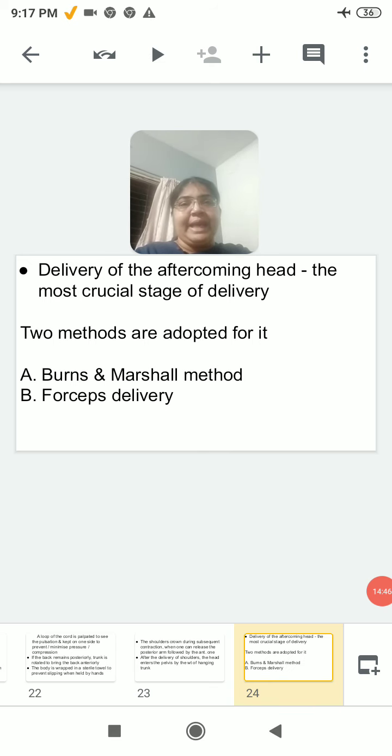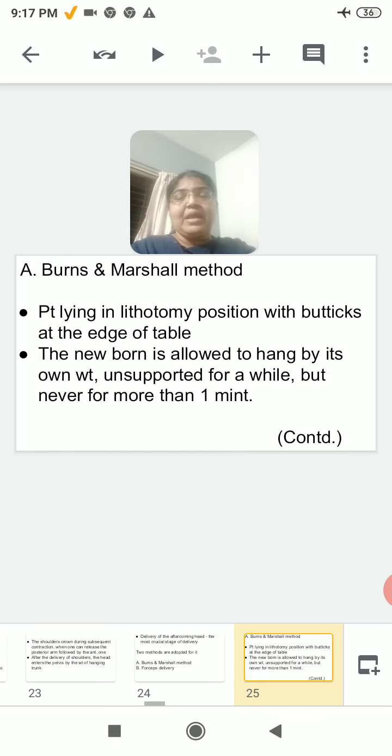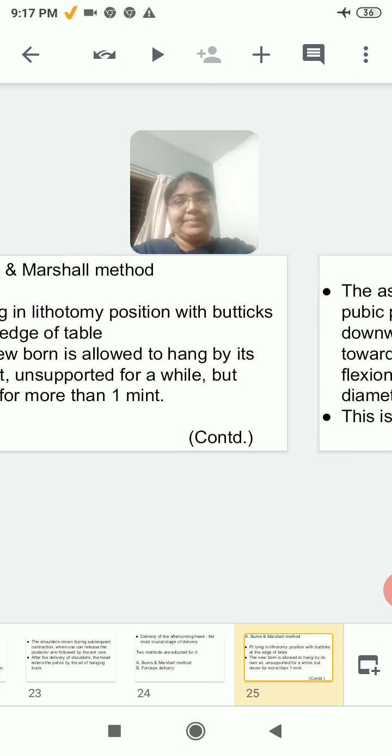Delivery of the aftercoming head is the most crucial stage of the delivery. Two methods are adopted for it. One is the Burns and Marshall method, and the second is forceps delivery. We see first the Burns and Marshall method. The patient is lying in the lithotomy position with the buttocks at the edge of the table. The newborn is allowed to hang by its own weight, unsupported for a while, but never for more than 1 minute. So you cannot keep the newborn unsupported for more than 1 minute.